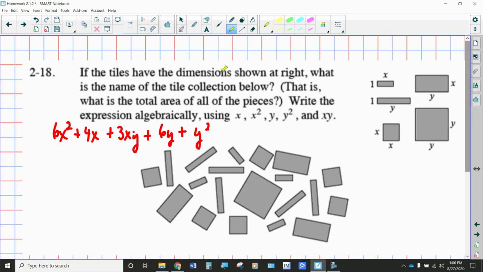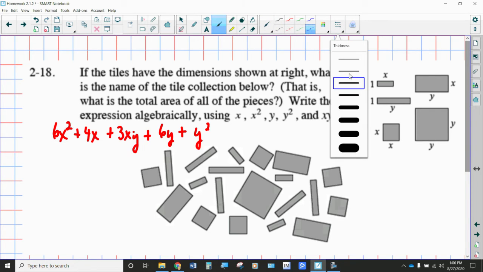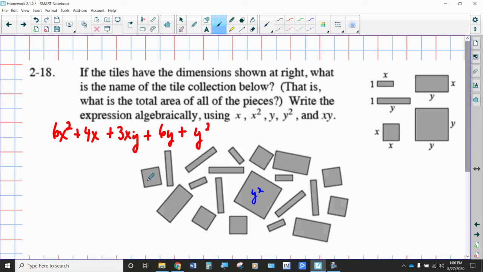All right, if the tiles have the dimensions shown at the right, what is the name of this collection? All right, so I'm going to go through and identify these. Let me use that. I'll use this one. All right, so we know the big ones are y squareds. The smaller ones are x squareds.